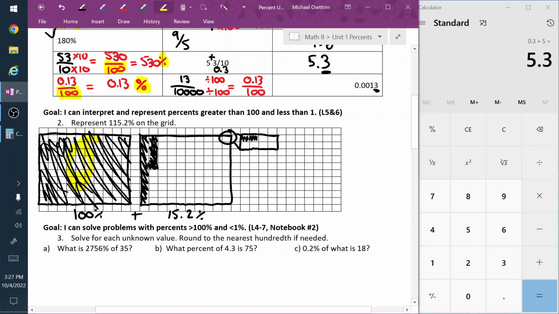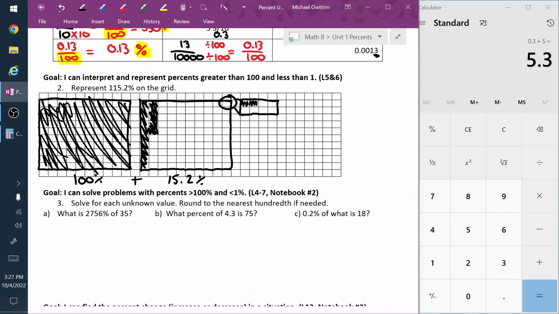Here's my 100. Here's my 15. Here's my 0.2. Okay, again, zooming in to show that fractional percent. Oops, this should be one further over there. Oops, if you know how to count. There we go. That's 10 squares.